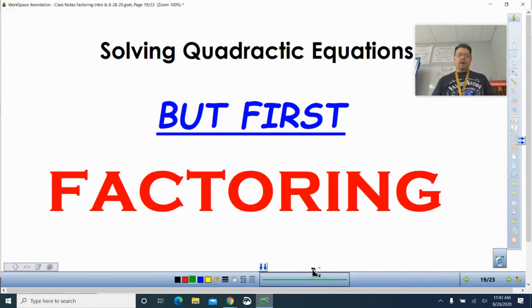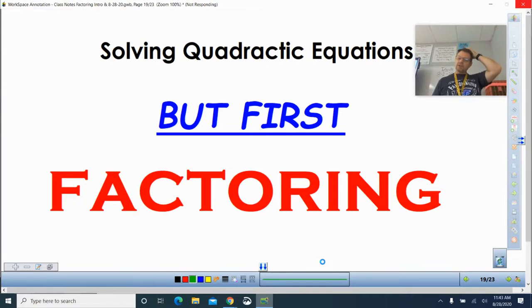And so today I'm going to give you a little introduction to factoring. In Algebra 2, the next thing we need to talk about is solving quadratic equations. But first, we've got to do a review of factoring, because I know this is a big deal. You're supposed to be good at it, but maybe we're not so great at it yet. We need some review, so we're going to take a few days to do that.